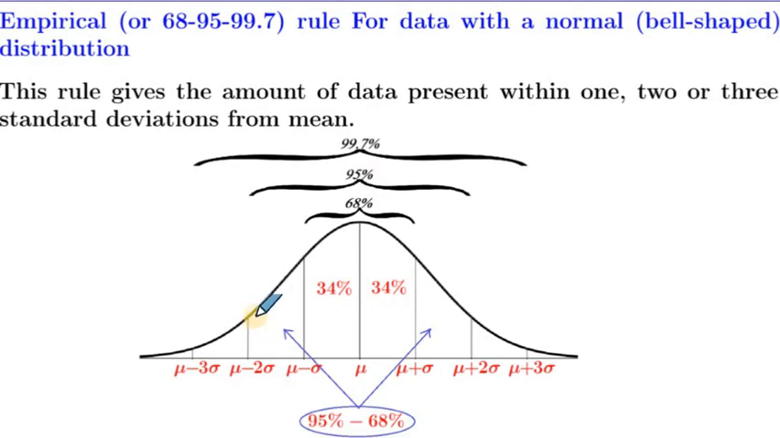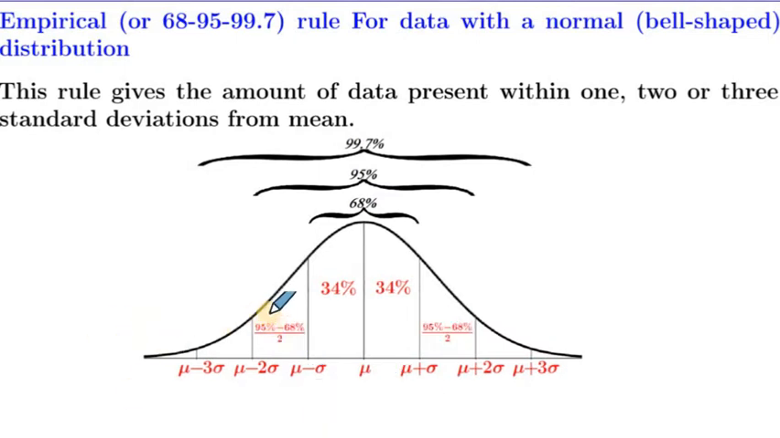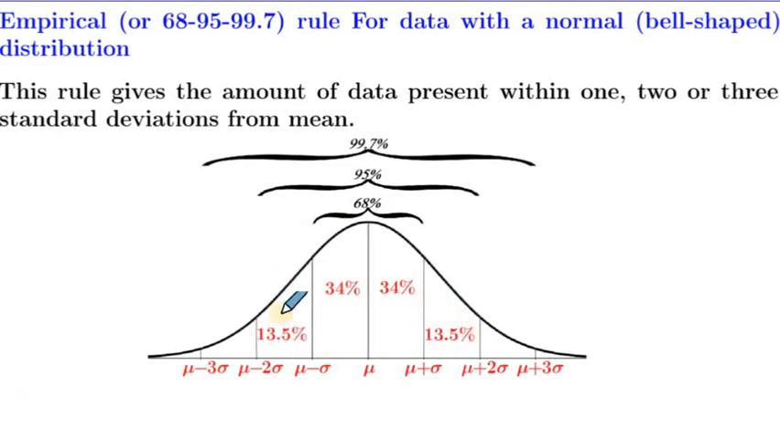So this area over here and this area over here together are 95% minus 68%. Then just the area on one side is 95% minus 68% divided by 2, and same thing on the other side, which is 13.5% on this side and 13.5% on that side.